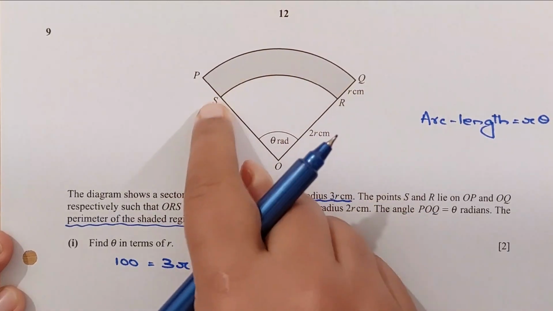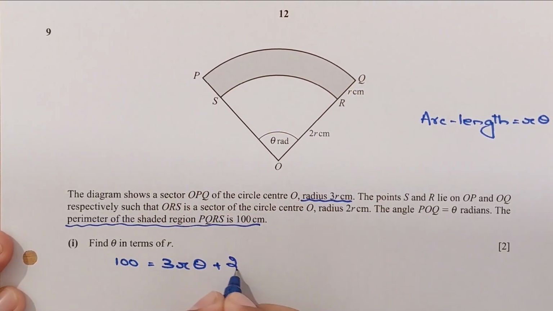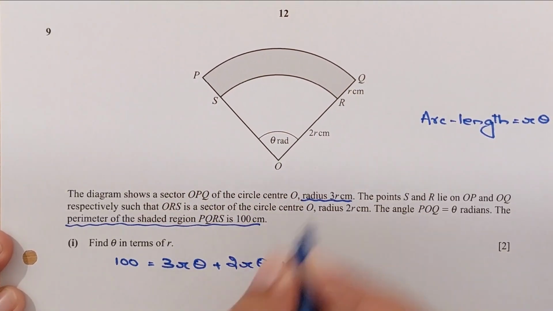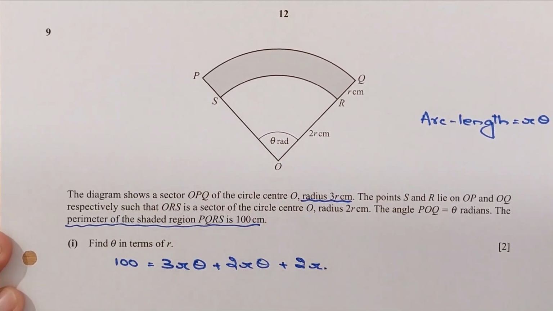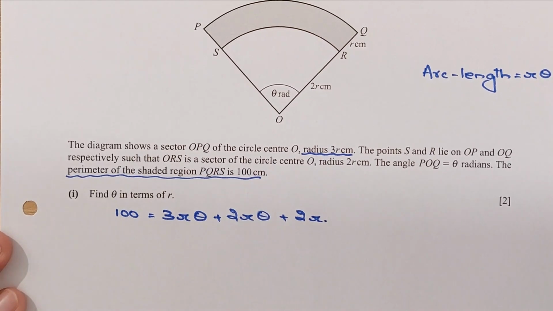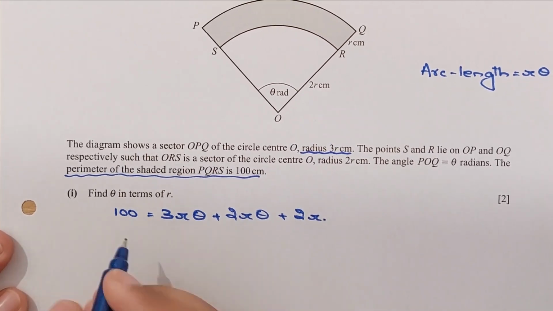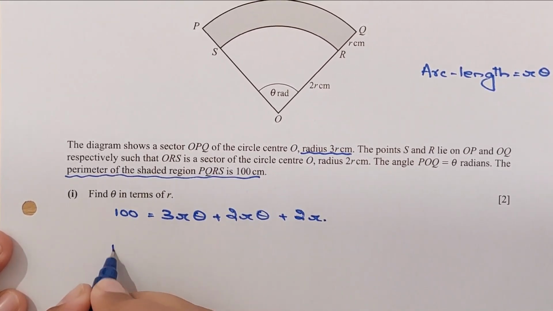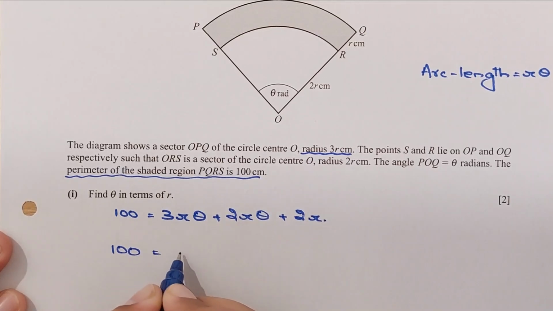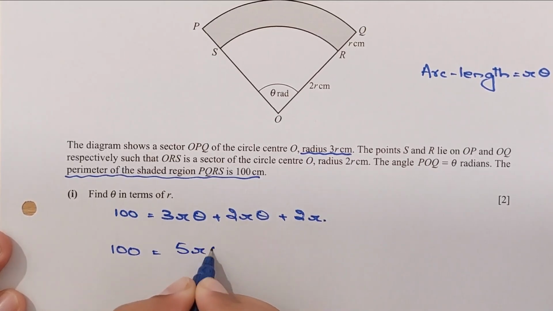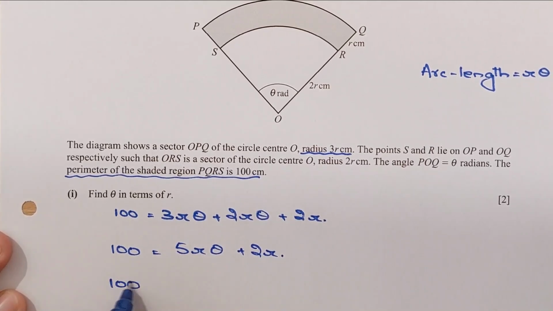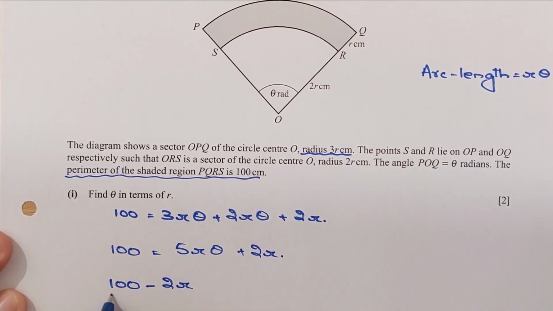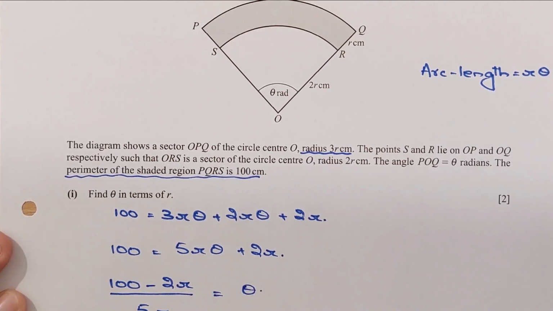For SR, the radius is 2r times theta, plus this is r and this side is r, so we can say 2r. Right, now we have to solve theta in terms of r. So 100 equals 5r theta plus 2r, right? So (100 minus 2r) divided by 5r equals theta.